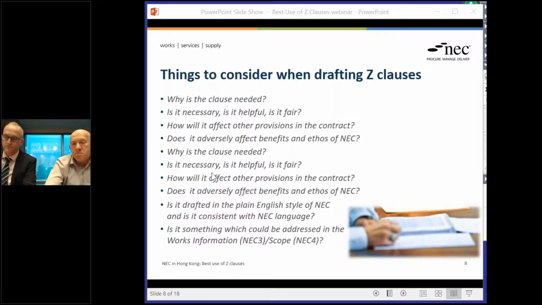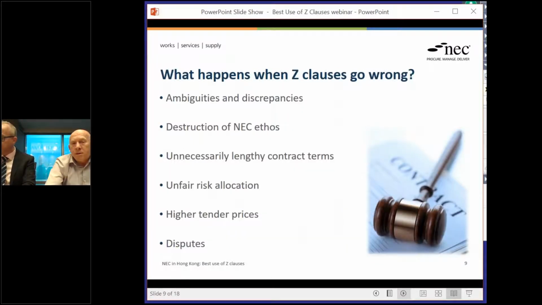Yes. Okay. Now, next thing, when our slides will move. What happens when Z clauses go wrong? Well, the first thing we mentioned a moment ago, of course, is that it can give rise to ambiguities and discrepancies.